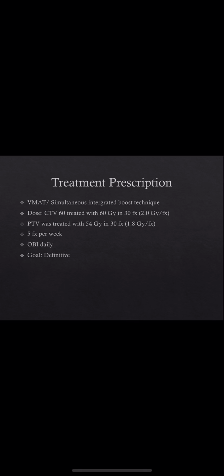Treatment prescription: she was treated with VMAT. She also had a boost technique. Her dose for CTV was 60 gray in 30 fractions, so about 2 gray per fraction. Her PTV was treated with 54 gray in 30 fractions, so 1.8 gray per fraction, 5 fractions per week. She had an OBI daily, and she was definitive. And this is my prescription or the treatment plan.